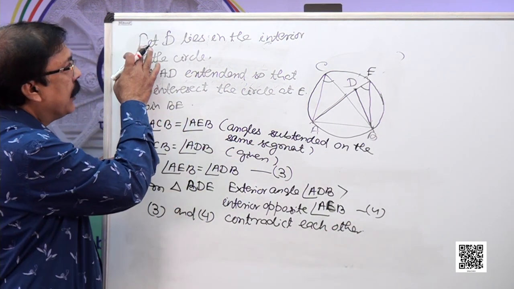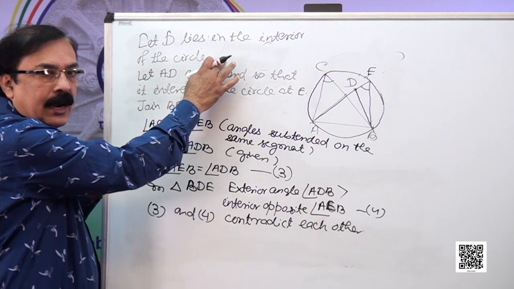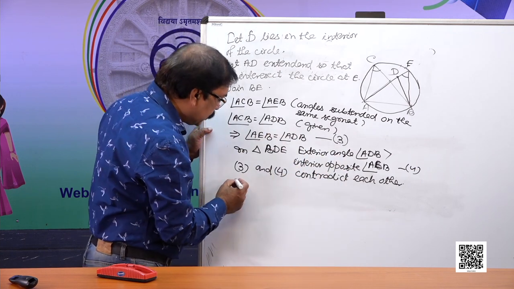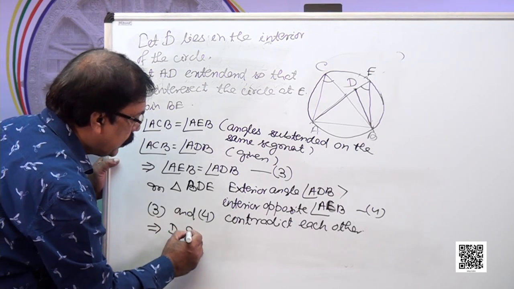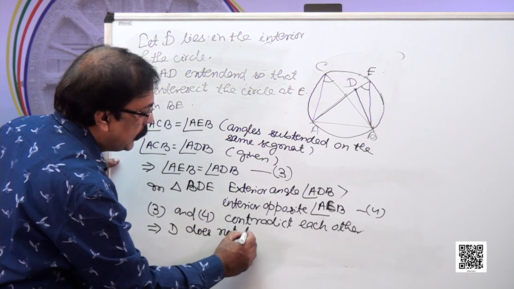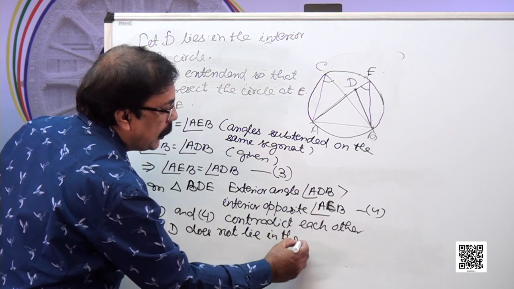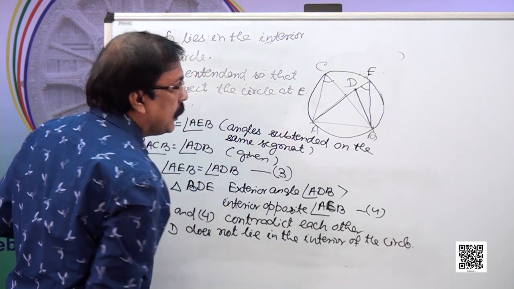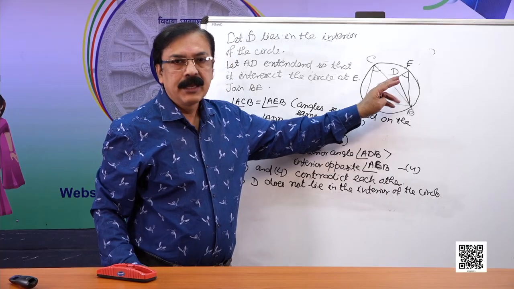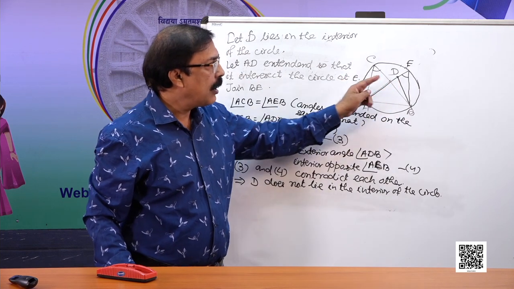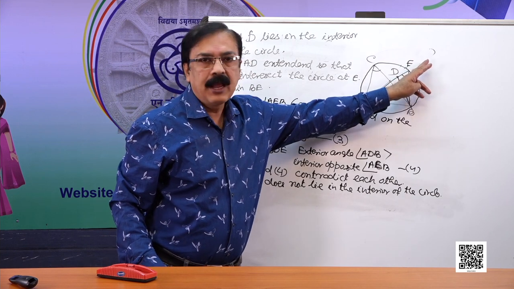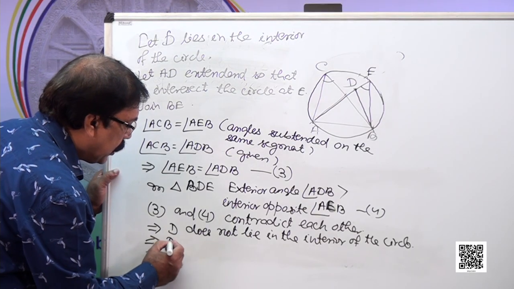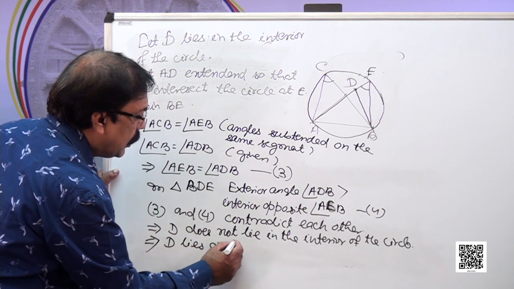What have we taken? We have taken that D lies in the interior of the circle. And what did we get? We get that these two are contradictory statements. So, this implies D does not lie in the interior of the circle. Now, D cannot be inside the circle, and it also cannot be in the exterior of the circle. Then where will it be? D lies on the circle.